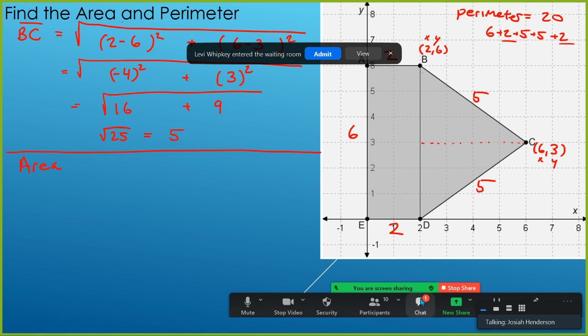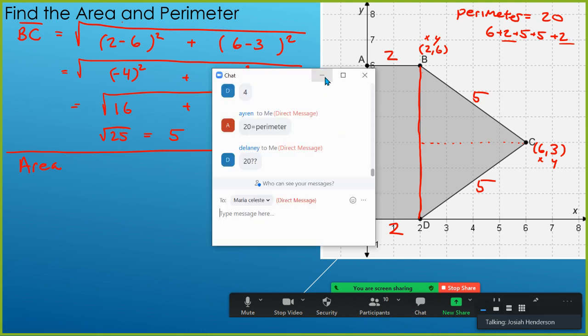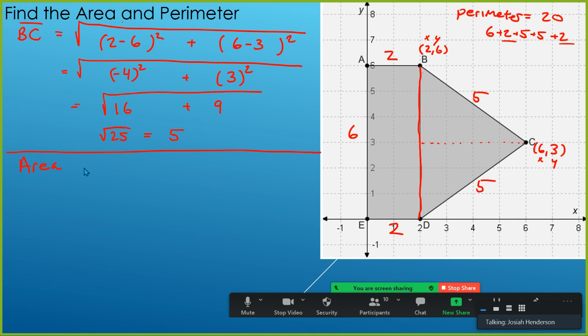All right, area. Now this time we have to find the area of the whole figure. Do it in chunks. We can figure out just the area of the rectangle, and then we can figure out just the area of the triangle that we see, and we can add those two areas together. Awesome. Delaney, good job on that perimeter. Thank you. So let's try the area. So I think of this as the area of the sections, and we can figure out each individual section and then add them together. Area of the rectangle plus the area of the triangle.